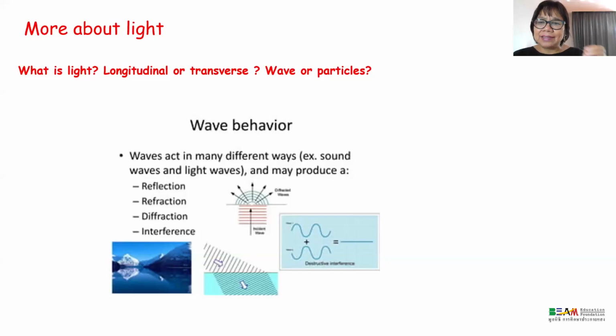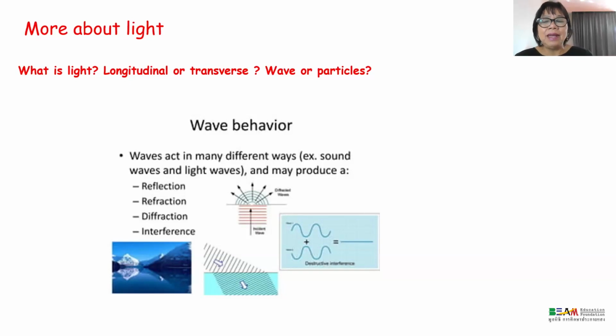Scientists were debating the behavior of light. Is it wave or is it particle? The reason was that the behavior of light was actually confusing. Sometimes it shows wave behavior, sometimes it shows particle behavior. That's why scientists were debating for nearly 20 years about the nature of light. Is it wave or particles?